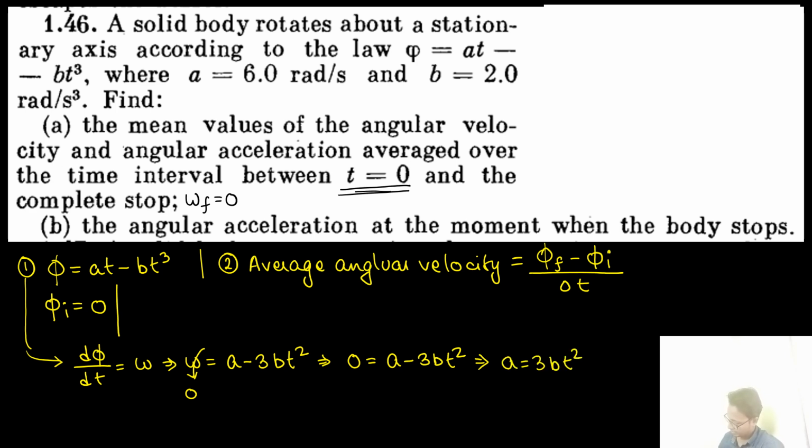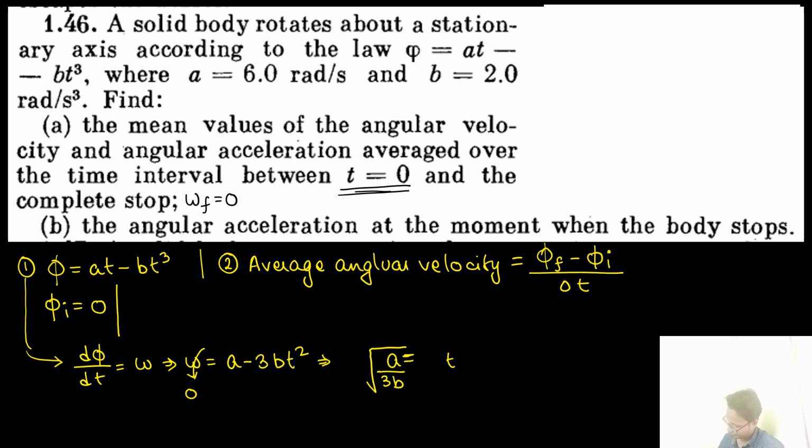Okay, let's solve this equation out here only. 0 is equal to a minus 3bt square. Can I take this a to the left hand side? If I take this a to the left hand side, it will become a is equal to 3bt square. Can I take this 3b down out here? So a by 3b is equal to t square, or under root of a by 3b is equal to t.